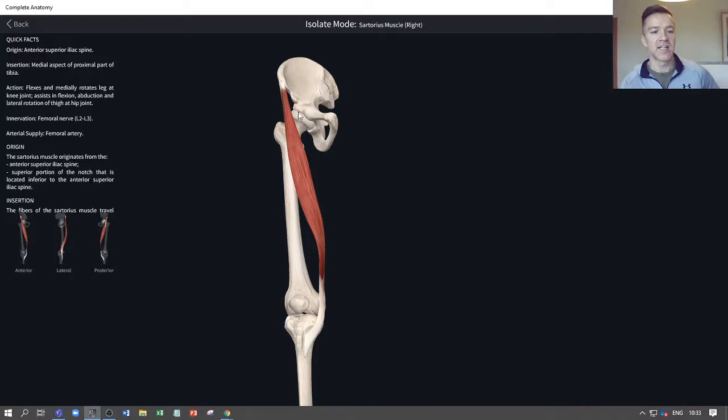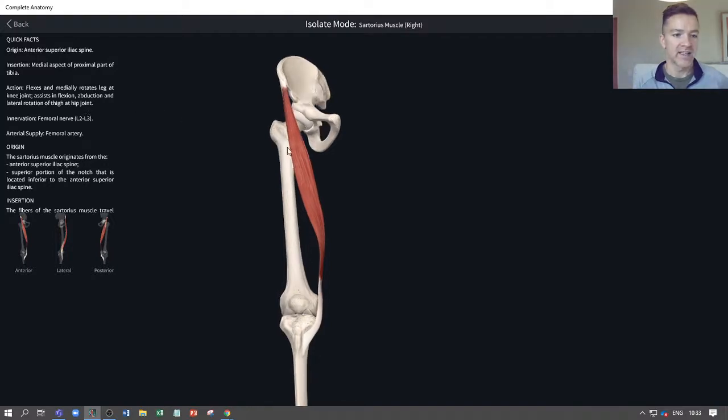So this muscle here crosses two joints, so therefore it's going to be involved in multiple actions. We are interested in it as part of the movement at the hip joints. So this muscle flexes, abducts, and laterally rotates the thigh at the hip joint. So it's involved in hip flexion as part of the hip flexors, but it also is involved in abduction.